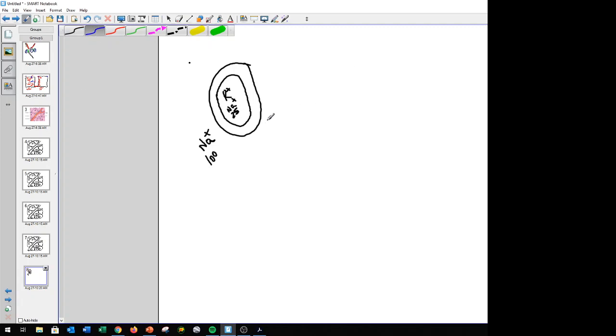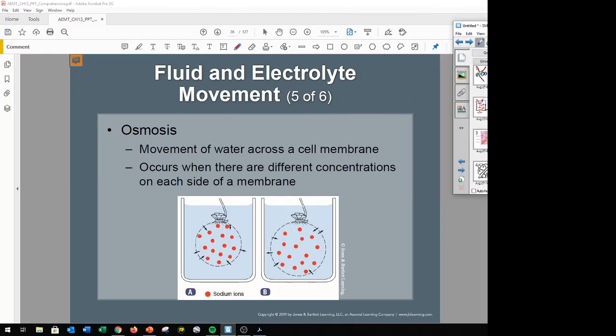As long as there's more sodium outside the cell, you're going to have a shift of intracellular fluid coming out, becoming extracellular fluid. That's all that's saying: water will always follow sodium.